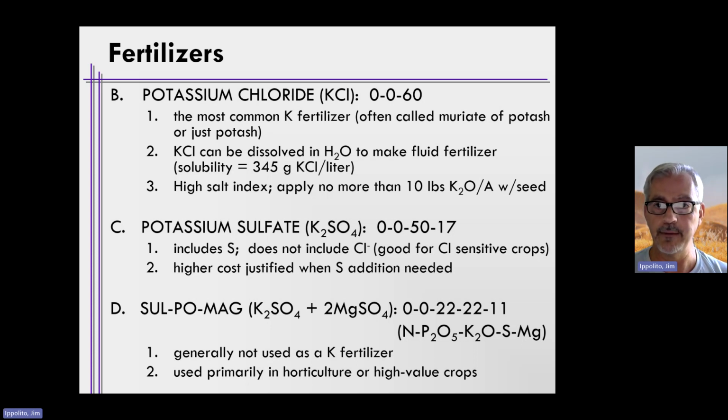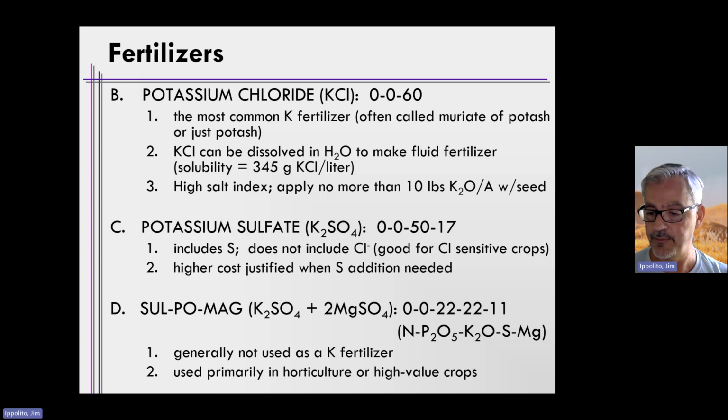There's potassium chloride, 0-0-60. This is potash. It's the most common potassium fertilizer. It's often called potash, or sometimes people will say muriate of potash. I just say potash, and most people just say potash. And if you hear potash, people should be referring to 0-0-60, 60% K2O. This can be dissolved in water to make a fluid fertilizer.